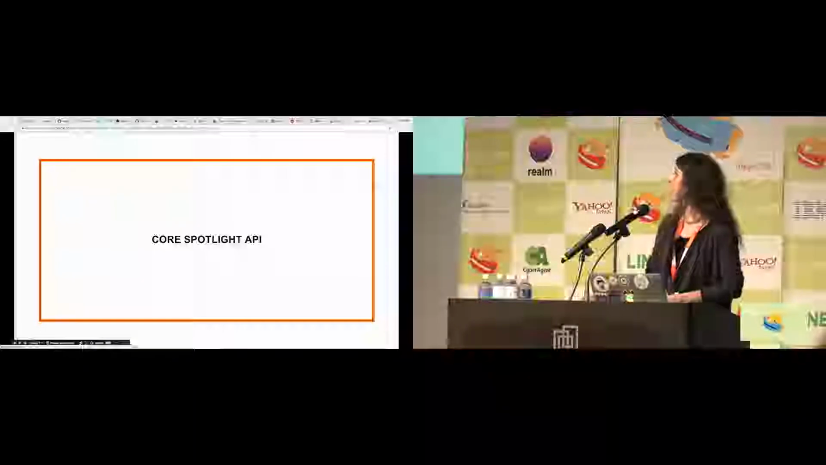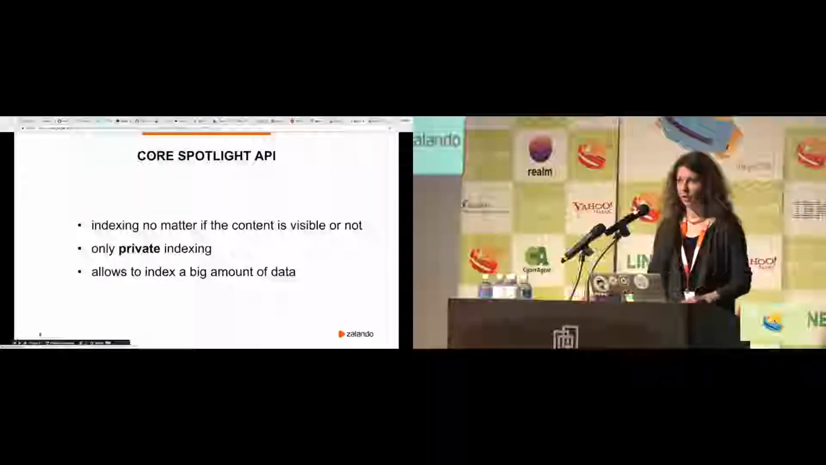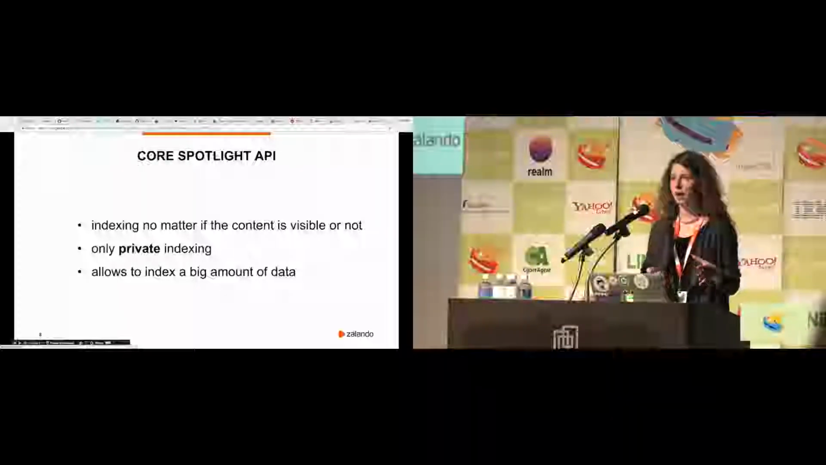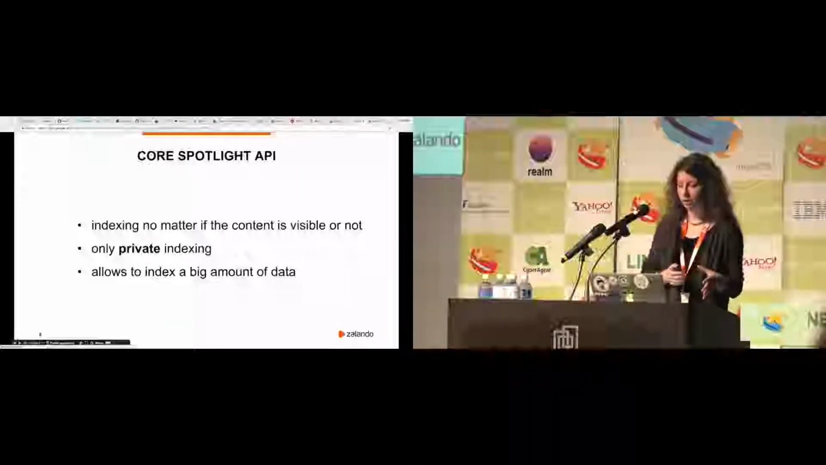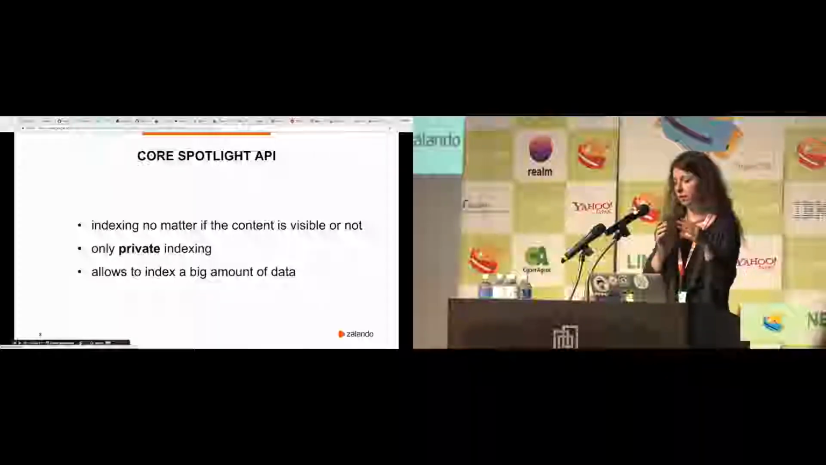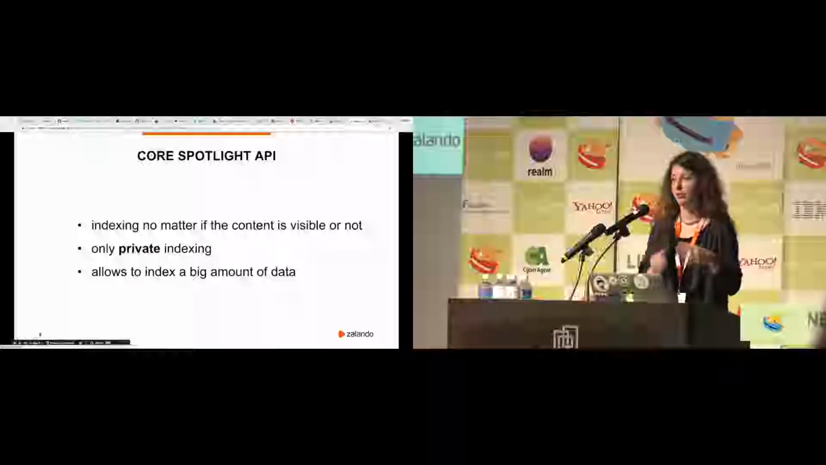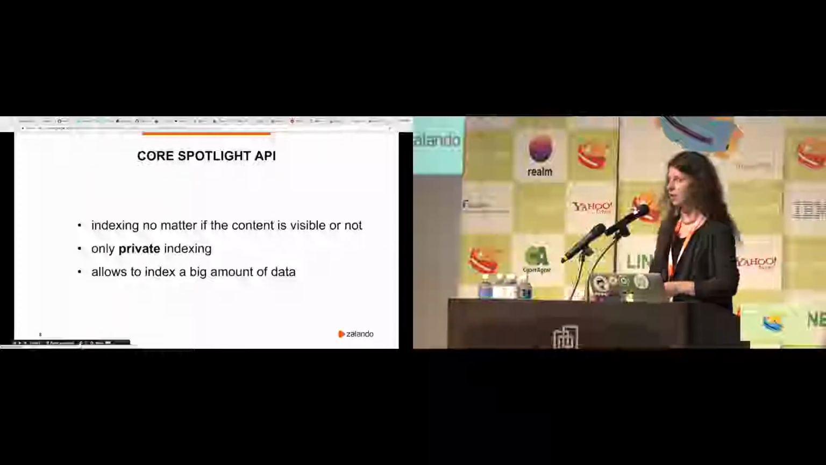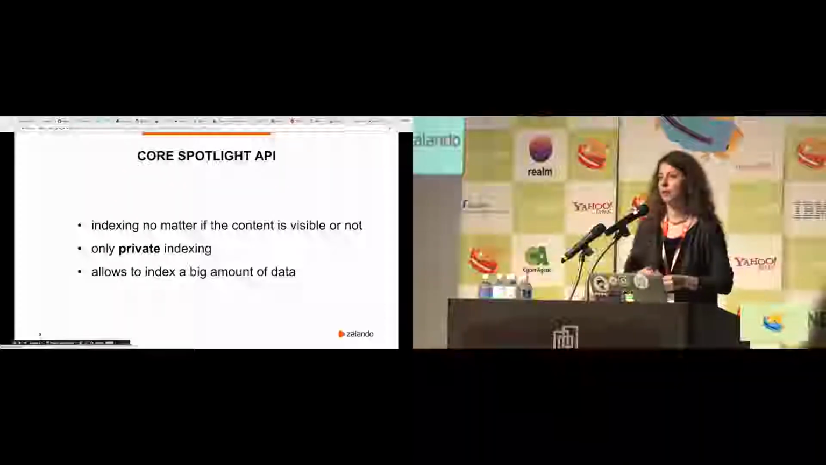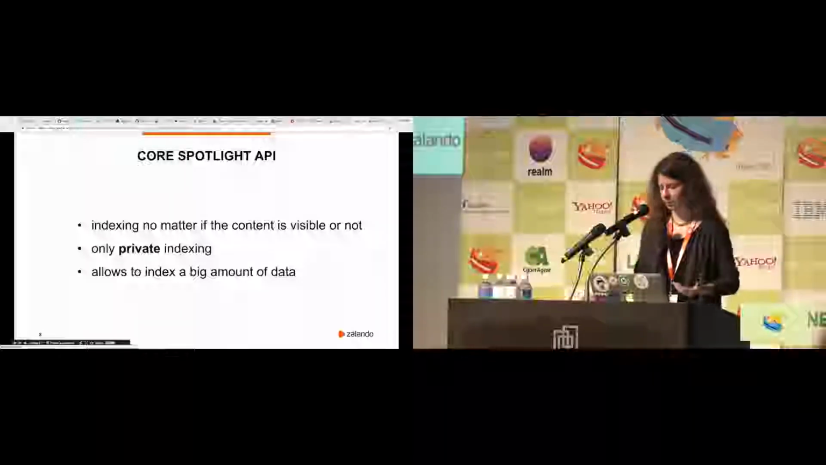The first one is Core Spotlight API. Core Spotlight API indexes data no matter if you see them on the screen or not, and it can be only private. It means only the local user with their own device can see results in Spotlight for these items. It's also a very good thing for a big amount of data, if you need to index 1,000 items or something like that.